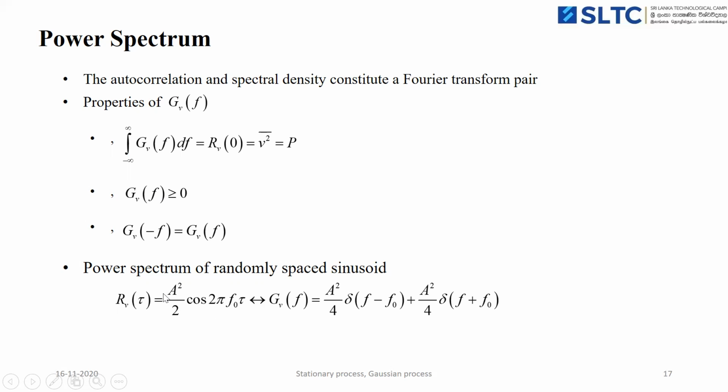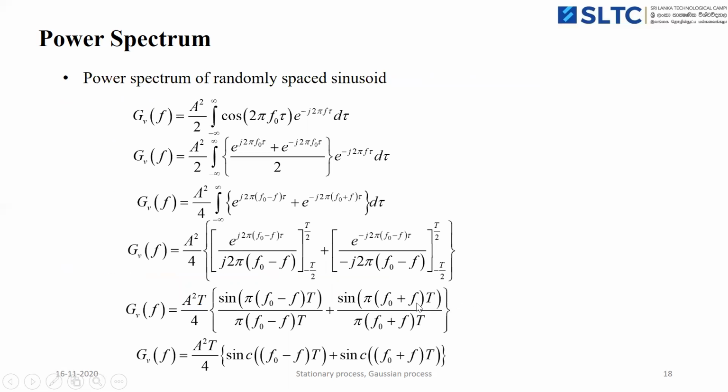We already got this expression from the randomly phased sinusoid. The autocorrelation function for the randomly phased sinusoid is A squared by 2 cos 2 pi f naught tau. By using this autocorrelation function, we can find the power spectrum, which is equal to A squared by 4 delta of f minus f naught plus A squared by 4 delta of f plus f naught. We'll see the derivation of how we get the power spectrum for this randomly phased sinusoid.